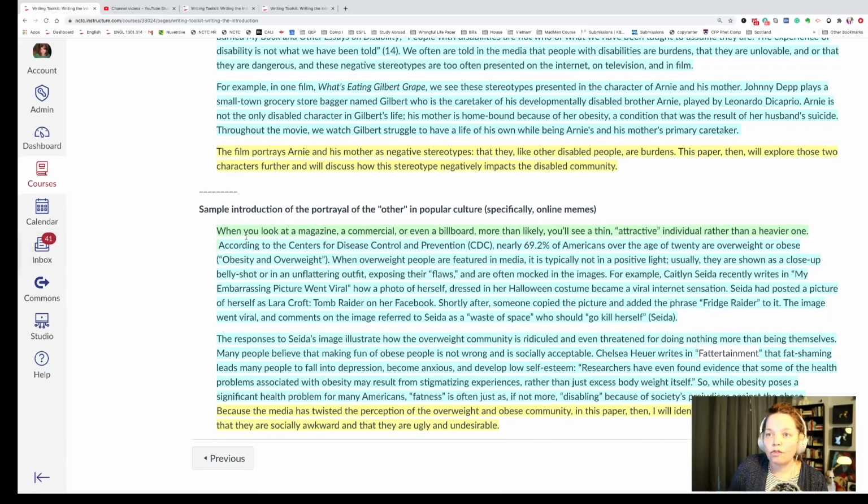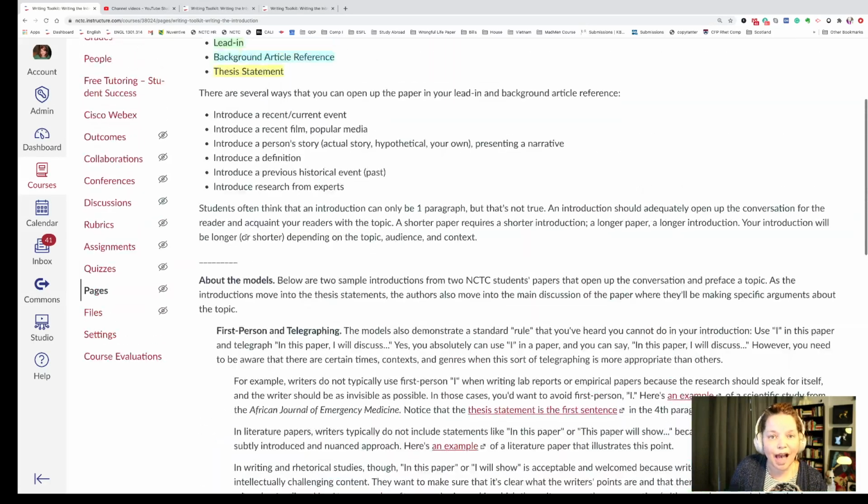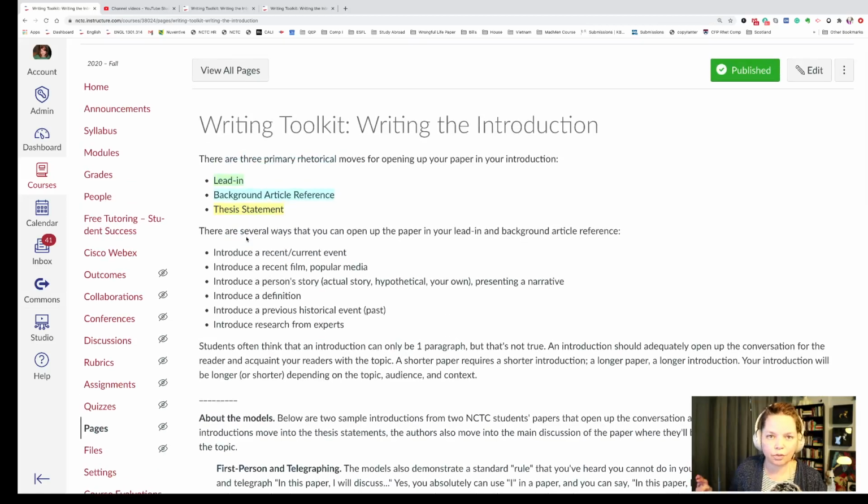So hopefully that gives you some ideas on how to get started on your paper. There's just 3 rhetorical moves to think about: lead-in, background article reference, thesis statement. And here are some strategies to get you started.